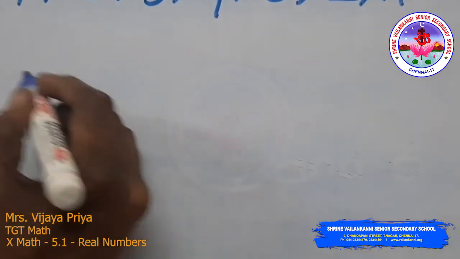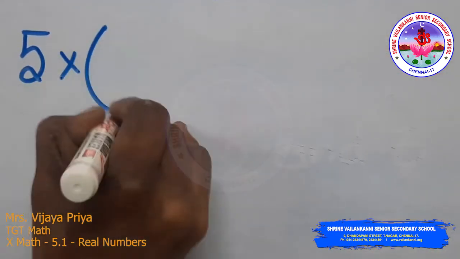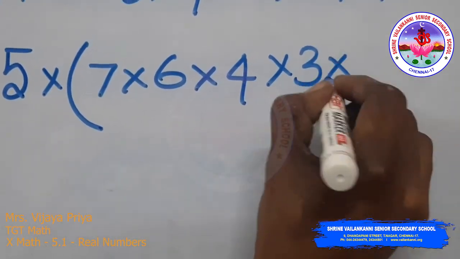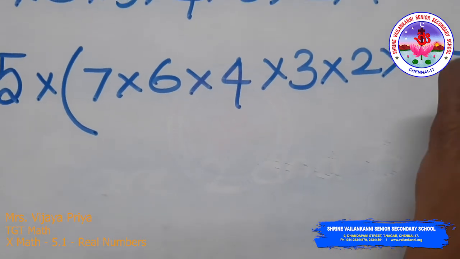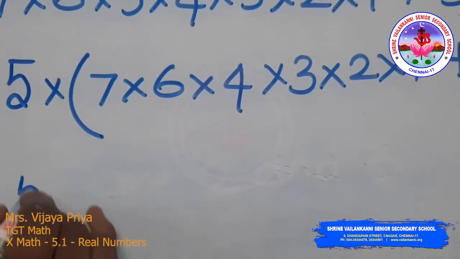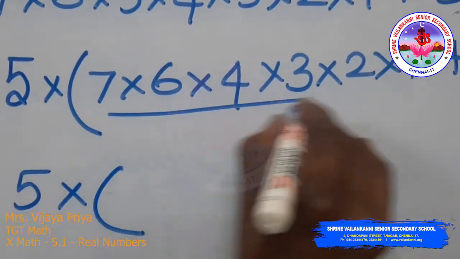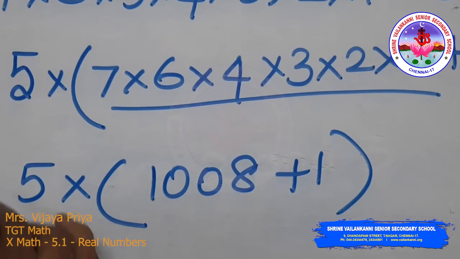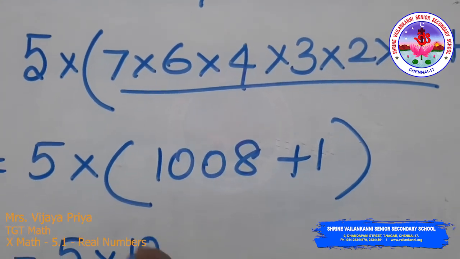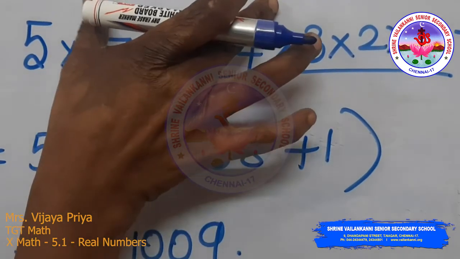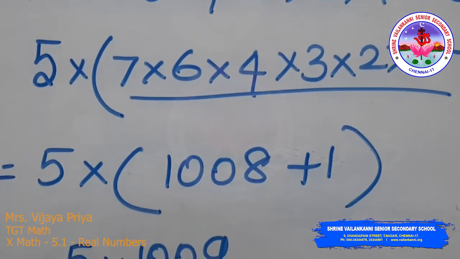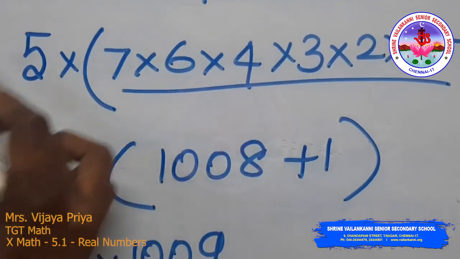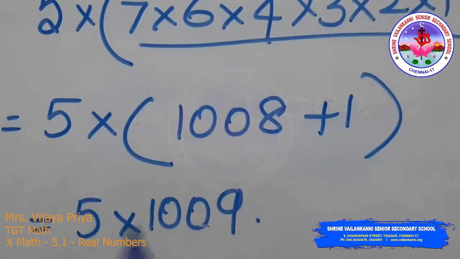So I am going to take 5 as a common number outside. So I will have 7 into 6 into 4 into 3 into 1 plus 1 here. So which is equal to 5 into, if you multiply the entire term, this becomes 1008 plus 1, which is equal to 5 into 1009. So hence I expressed this as the product of 5 into 1009. So this expression is a composite number since it is expressed as a product of prime factors.